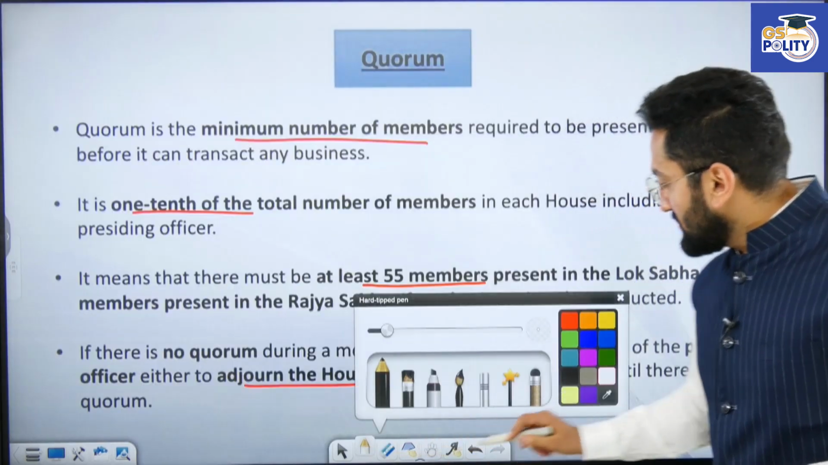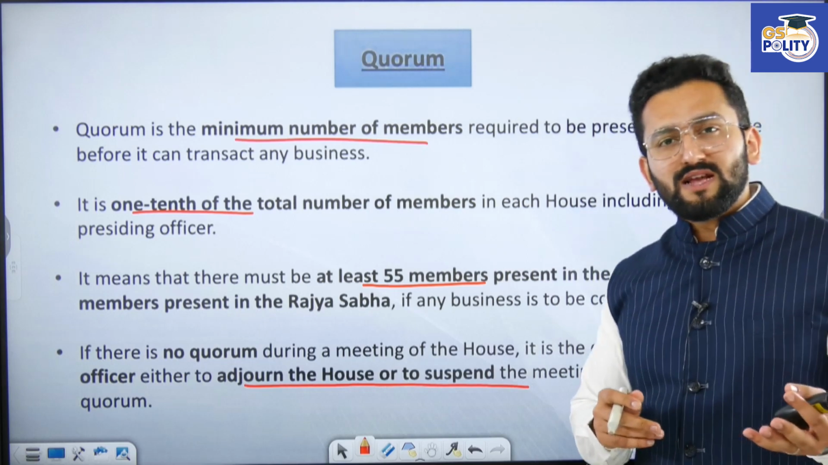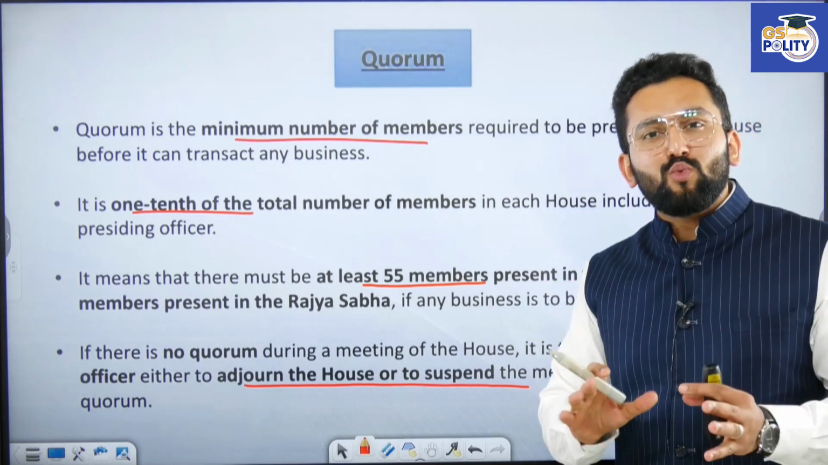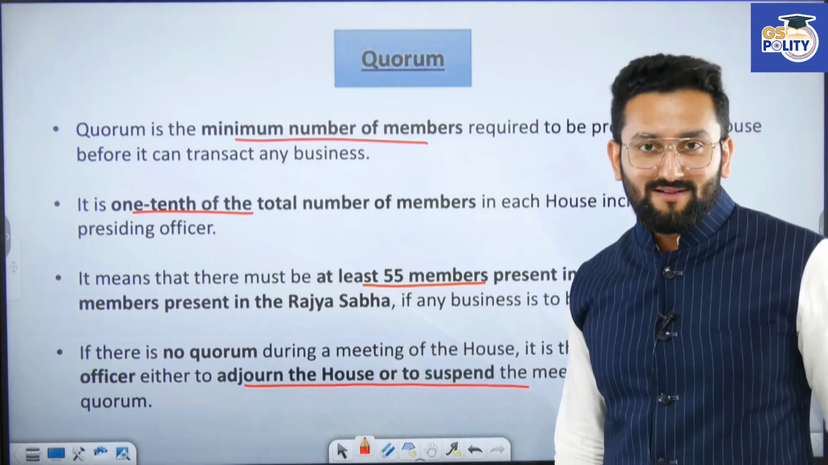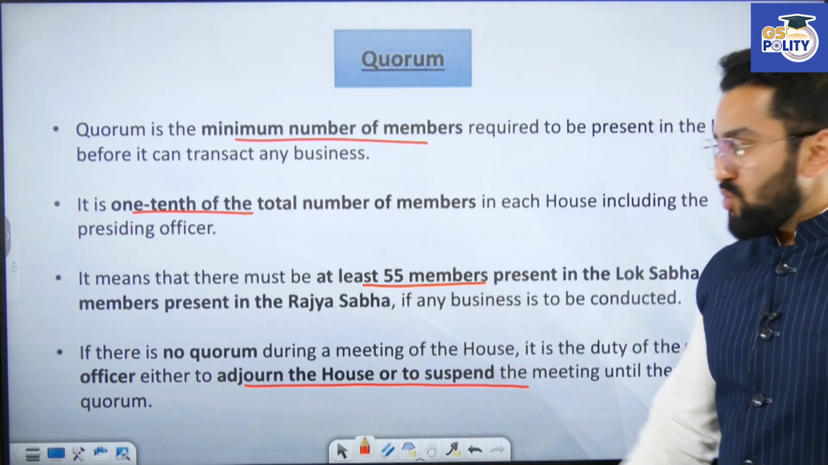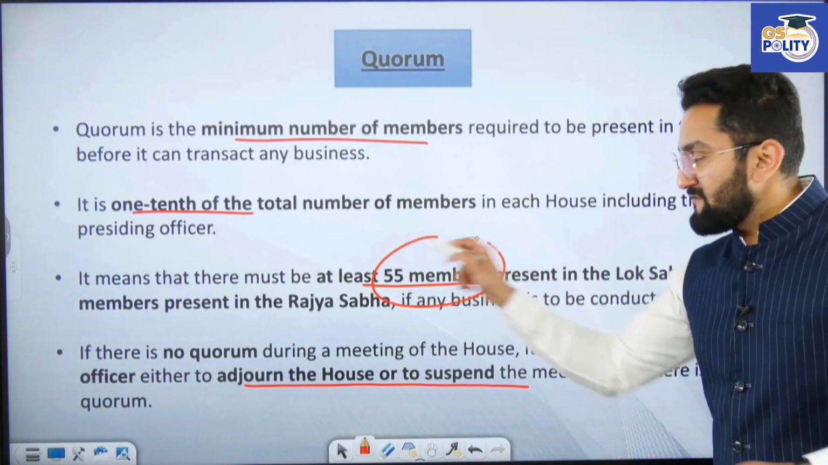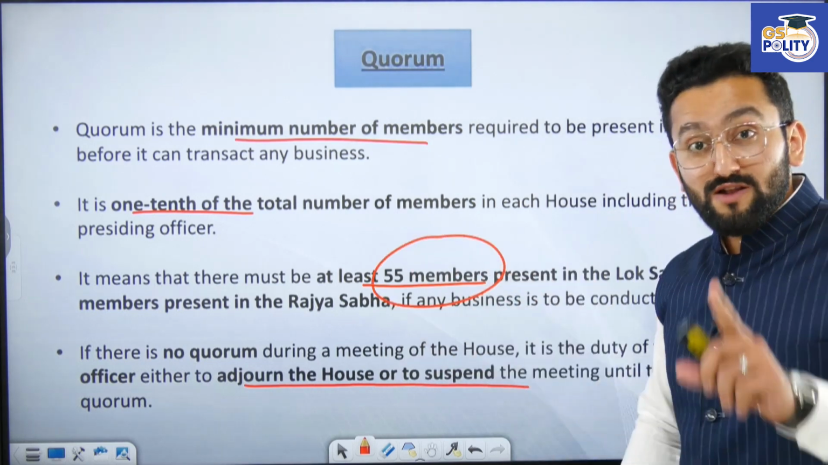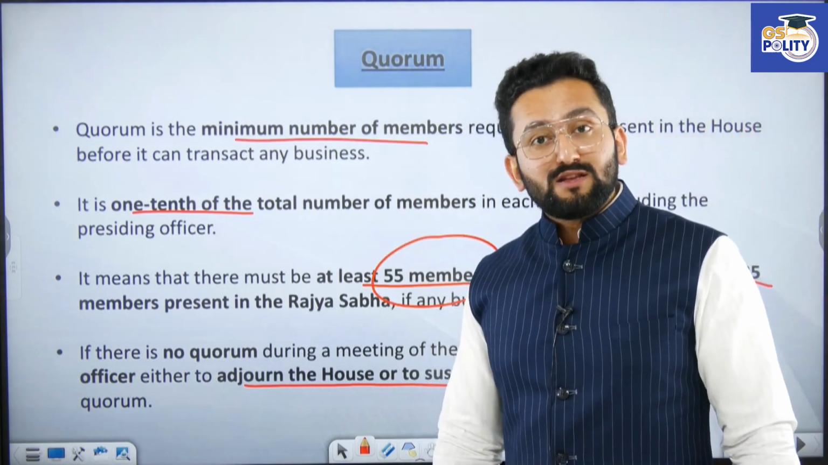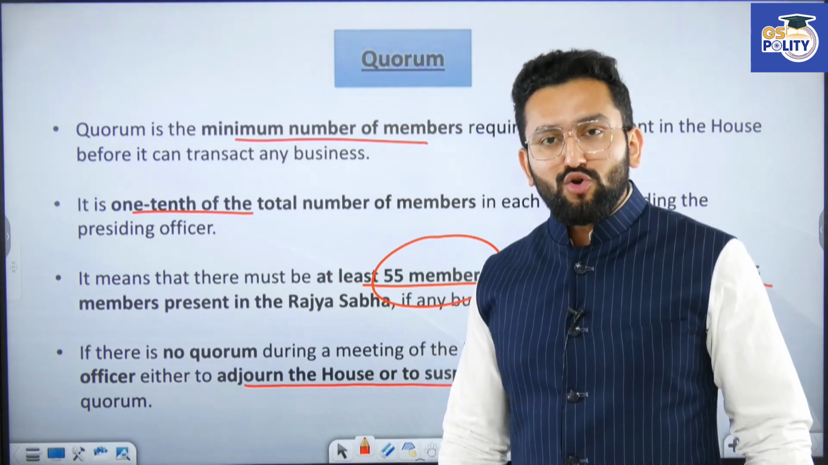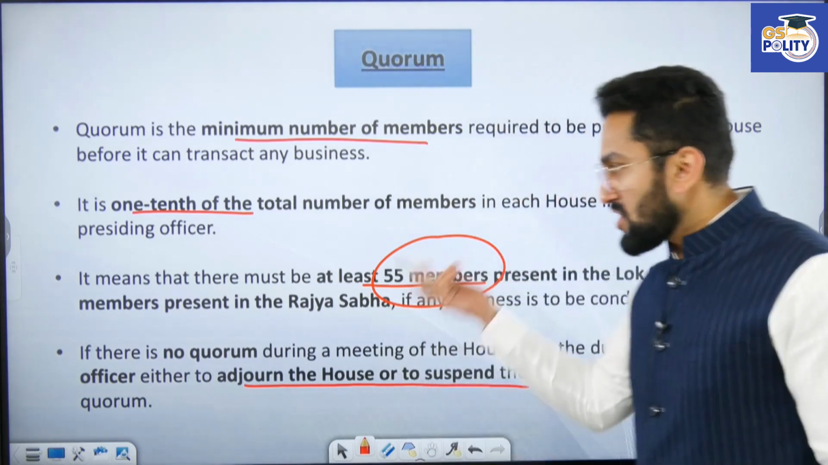Now, quorum. What is quorum? I told you in the previous lecture also. Quorum is the minimum strength which is required to get the House into function. That is quorum. 1/10 members are required. For example, in case of Lok Sabha, you need 55 members minimum. Then only the House can function. If there are 54 members, then the Speaker would say, go back to your home. I'm not going to start the session because quorum is not complete.